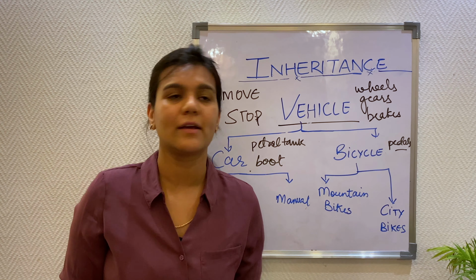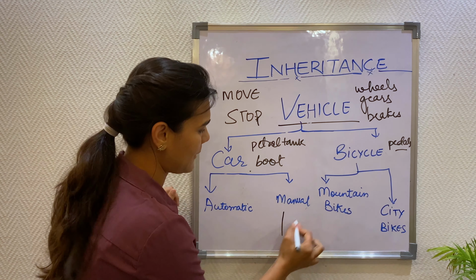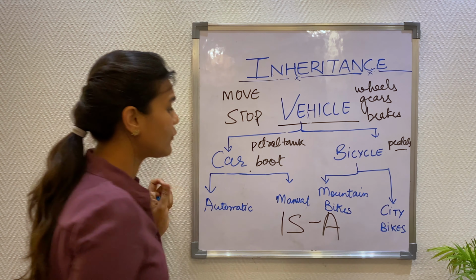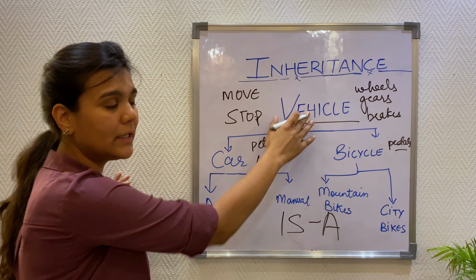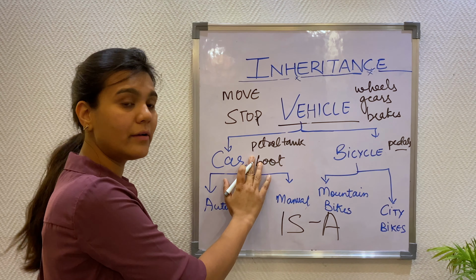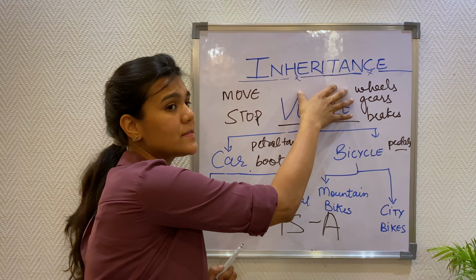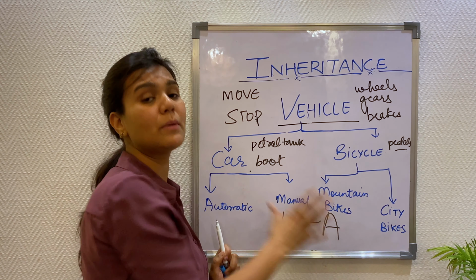There's one more thing in inheritance, that is the is-a relationship. So every car is a vehicle, every bicycle is a vehicle, automatic car is a car while still being a vehicle. So you see how inheritance is a relationship between two classes.